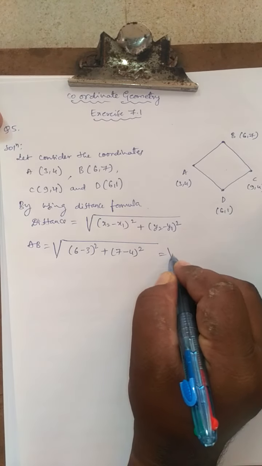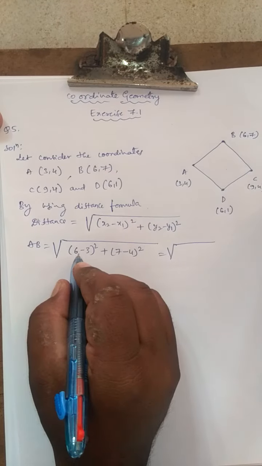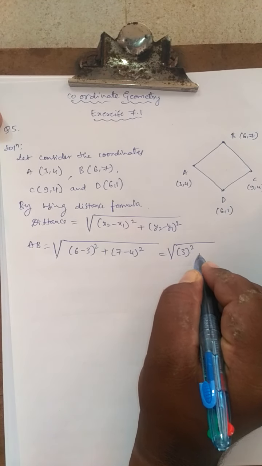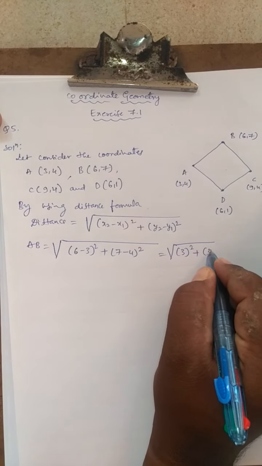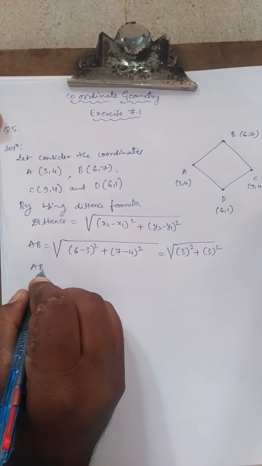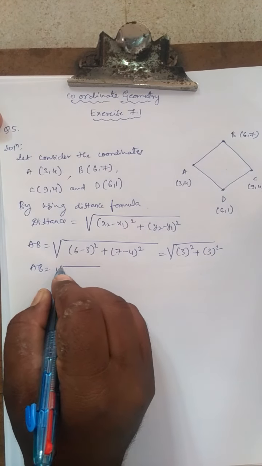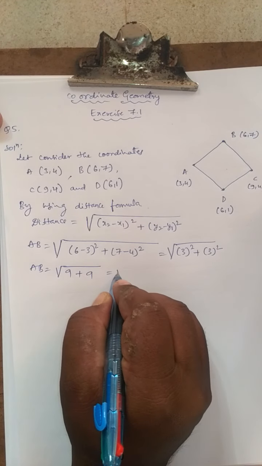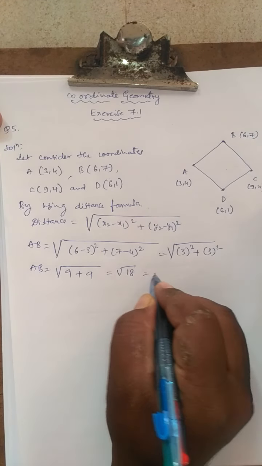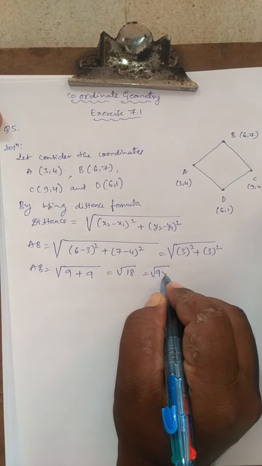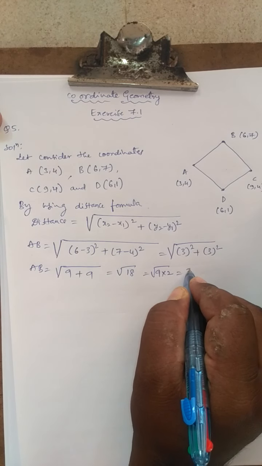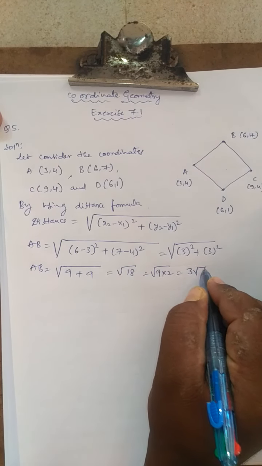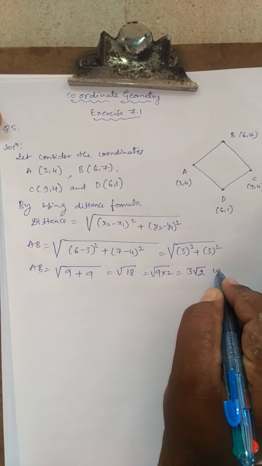So this is equal to the square root of 6 minus 3 is 3 square plus 7 minus 4 is 3 square. So AB is equal to the square root of 3 square is 9 plus 3 square is also 9. So this is root 18. This we can write as 9 into 2. In the simplest form, it becomes 3 root 2 units.